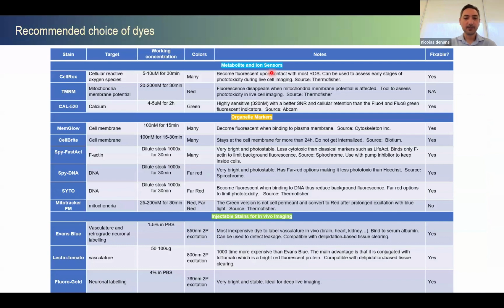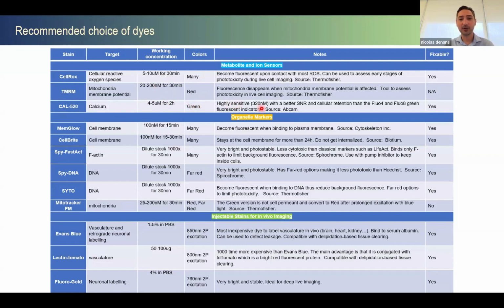All right. And this is my recommended choice of dyes. I made this big list that I will share with you later; there's probably going to be a link for this list. But basically, for instance, if you want to do calcium imaging, I like Cal-520. I give you working concentrations, what to start with, and what color you get. In this case, it's green. I like this dye because it's highly sensitive.